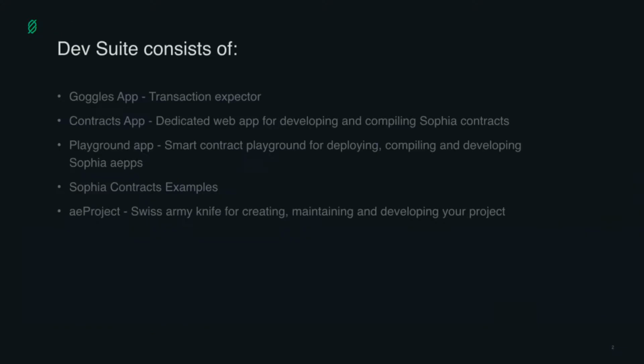So let's get started. What do we have in the Devsuite? We have the Goggles app. We have the Contracts app. We have the Playground app, which looks very similar to what we saw quite recently in Nikita's presentation. We have the Sophia Contracts examples, and we have a tool called aeproject. So let's go one by one through all of this.